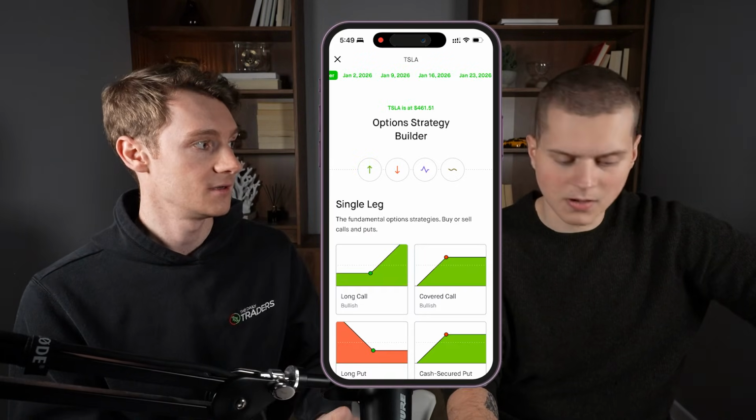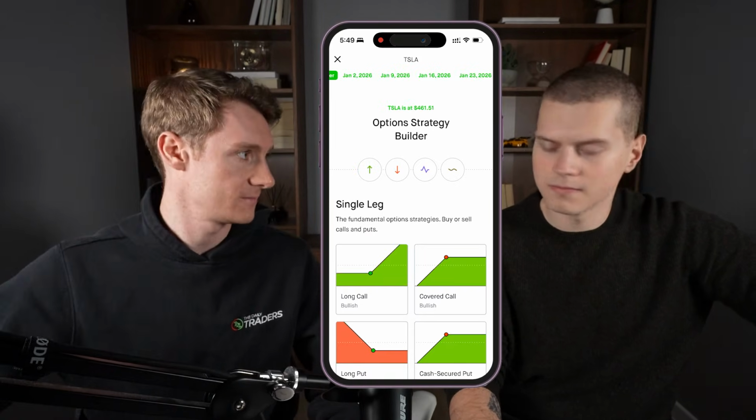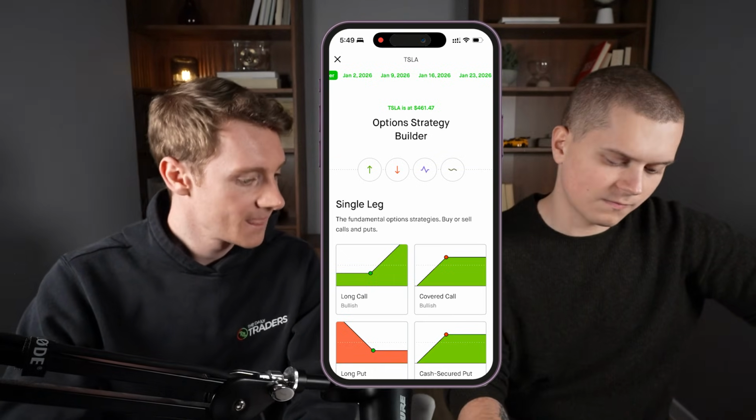When it comes to expiration date, I will tell you this: the closer the expiration date, the riskier those contracts are, and the further out, the safer. Okay, so we probably want to go a bit further. It depends. Do you want to be risky? Do you want to be safe?